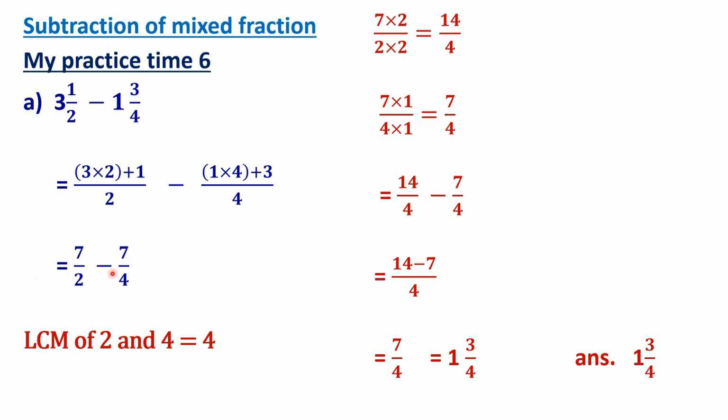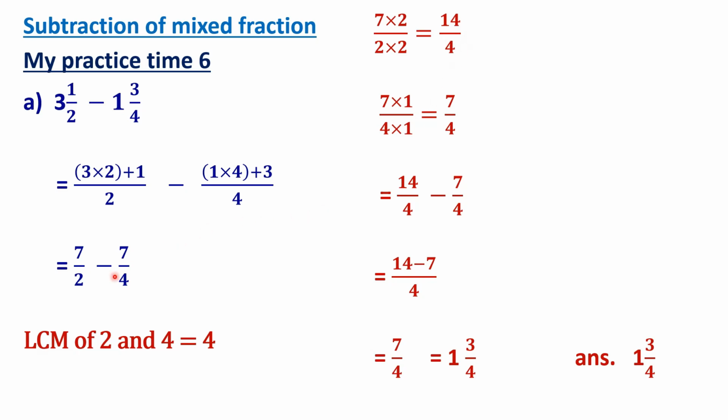We will find the equivalent of these fractions such that the denominator will be 4. So 7 by 2, when we multiply both numerator and denominator by 2, we get denominator 4, and the numerator 7 into 2 will give you 14. So we get 14 by 4.